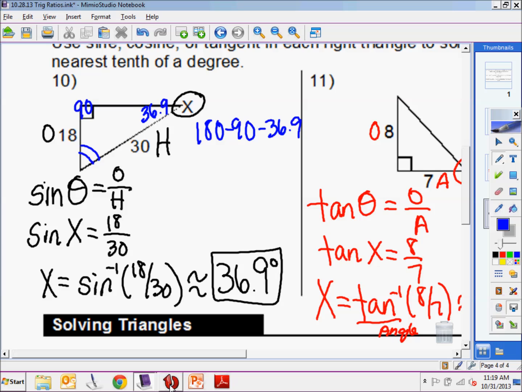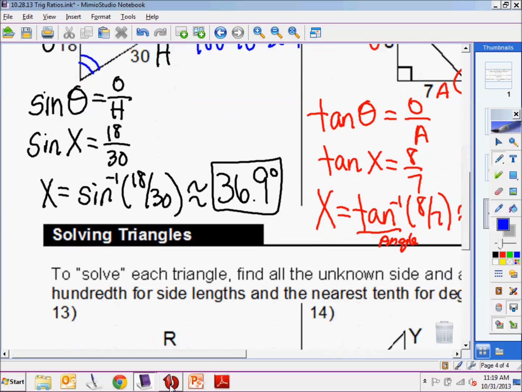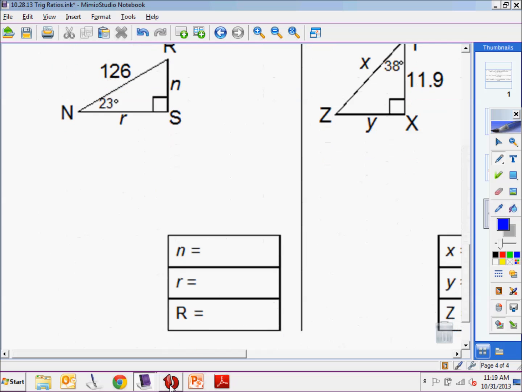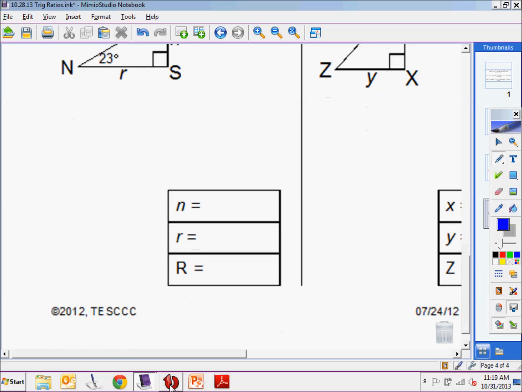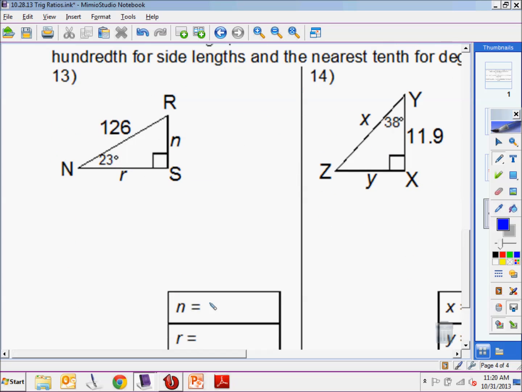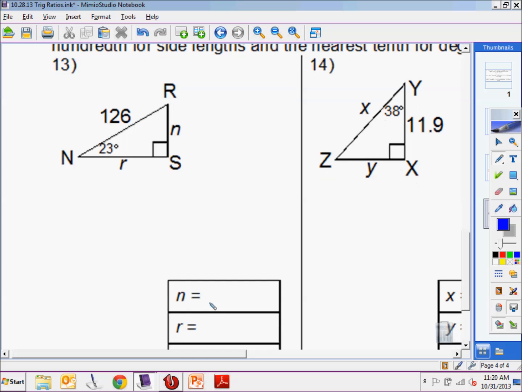Cool? Questions? All right, we're going to summarize everything we've done. So, this is the kind of problem where it says solve for everything that is missing. And then we're going to make it a little harder. We're also going to solve for area. It says the sides are going to be rounded to the nearest hundredth, and the degrees are going to be rounded to the nearest 10. Okay? So let's start with n.